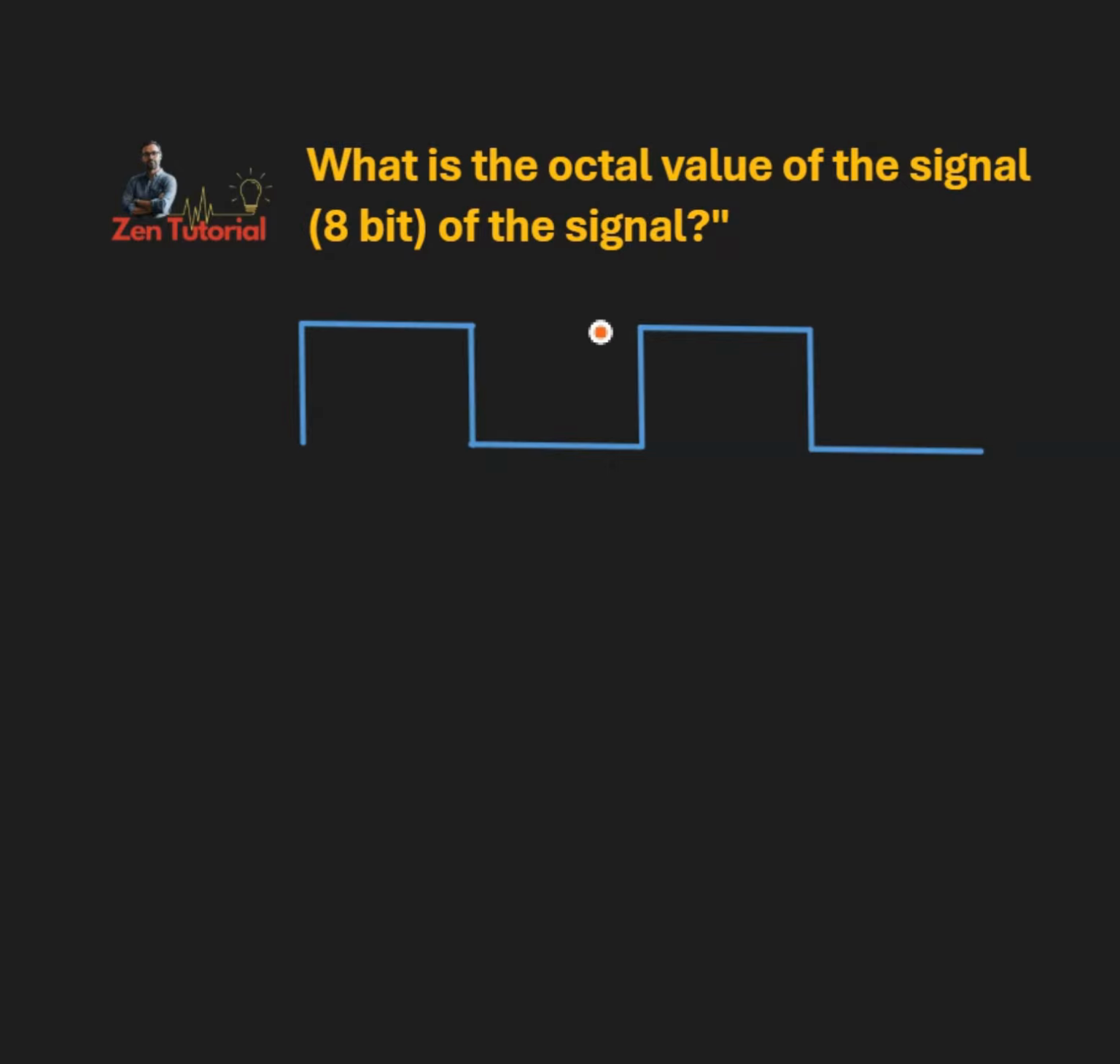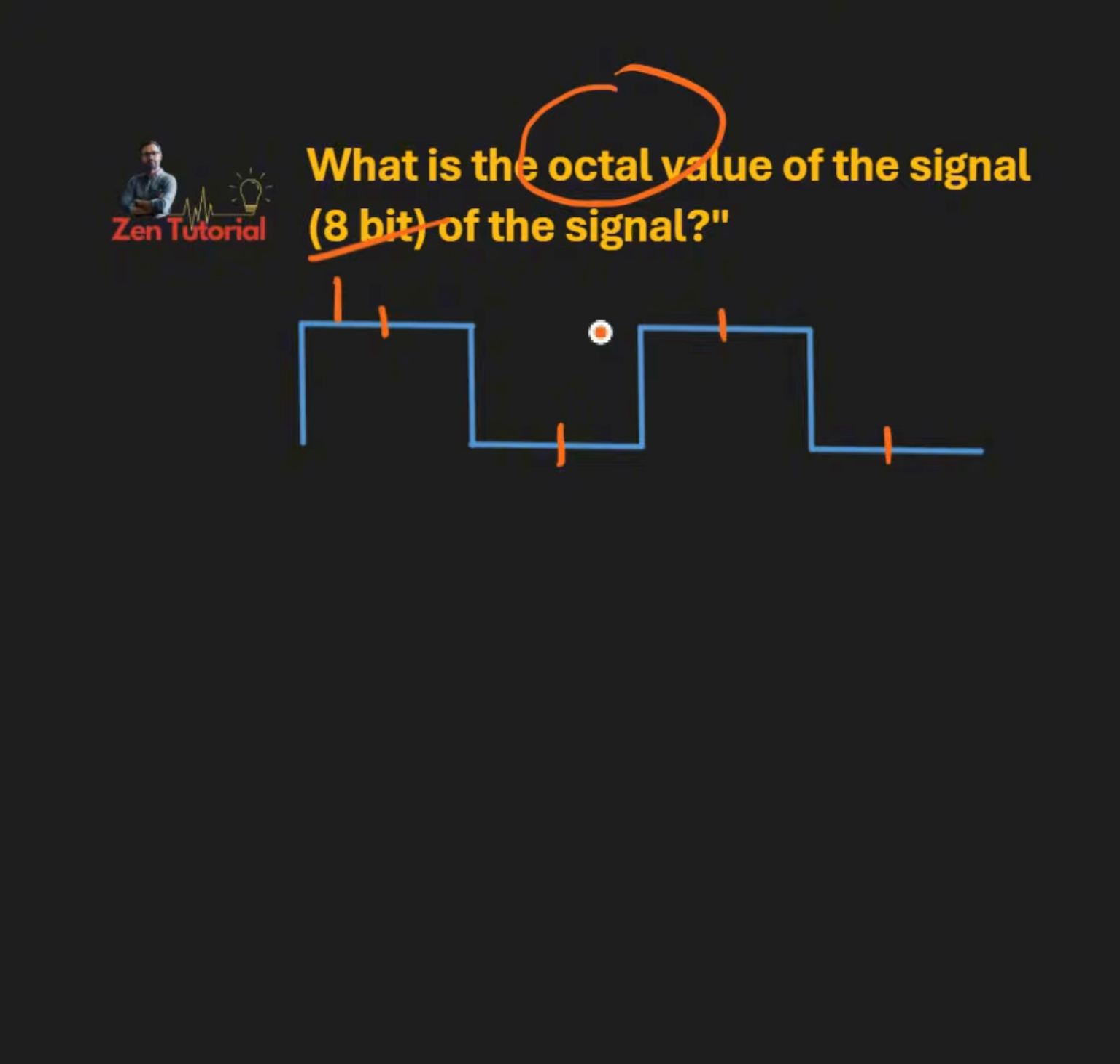So in this signal, we have to convert from the signal to octal value. And the signal is 8-bit. So here will be 2 bits, here will be 2 bits, here will be 2 bits, and here will be 2 bits as well. So all together here are actually 8 bits, right?